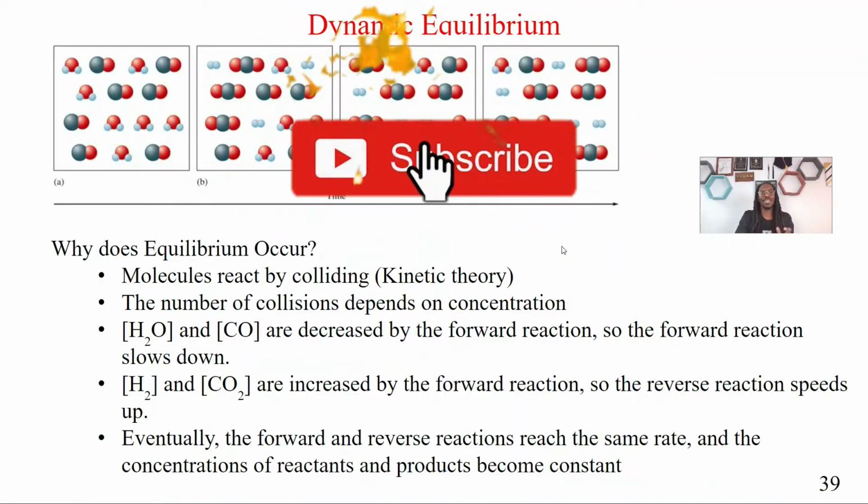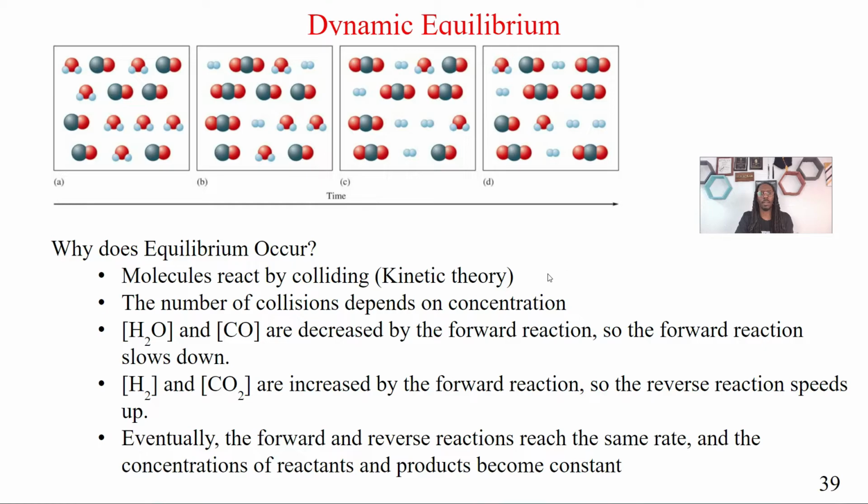This is equilibrium. Why exactly is equilibrium occurring? Well, we can talk about kinetic theory, where our molecules are colliding with each other. That's one reason, and based on those collisions, that's going to impact our concentration. As I mentioned with the previous slide, water and CO are decreased by the forward reaction. Because they're decreasing, we can see it up here, H2O, and we can also see our CO here. Then over time, we start to make our products, H2 and CO2 here. Before, we didn't have anything, and now we have our products, as we saw in the previous slide.